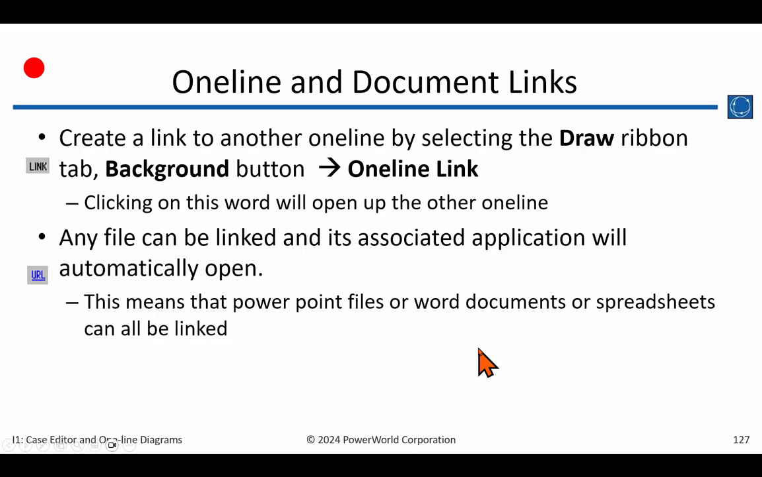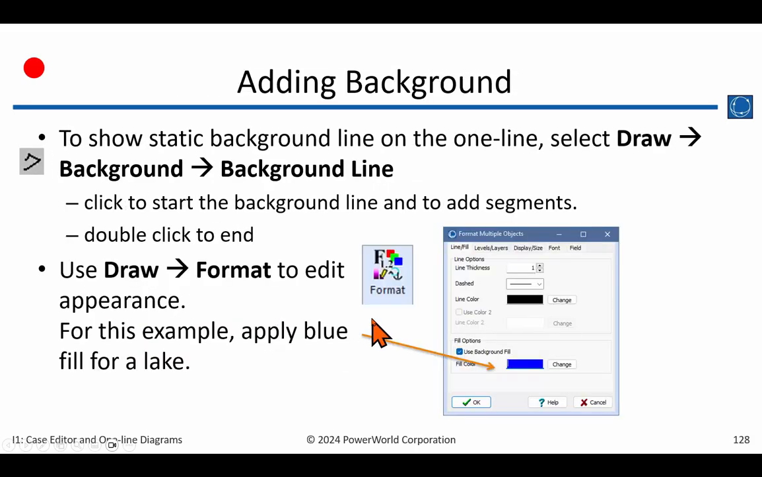You can put in some hyperlinks to another one-line diagram or to just an internet URL. You can drop those in. You can add background lines. So things that we added, like the state backgrounds and the county backgrounds, those are just background lines, but they're preset parameters. You can also just freehand draw your own line if you want.